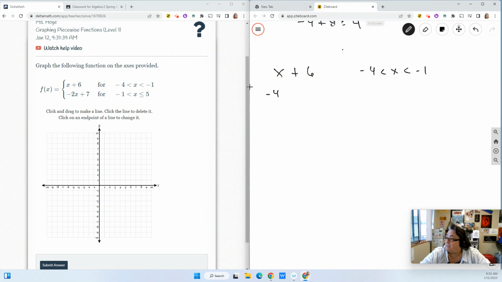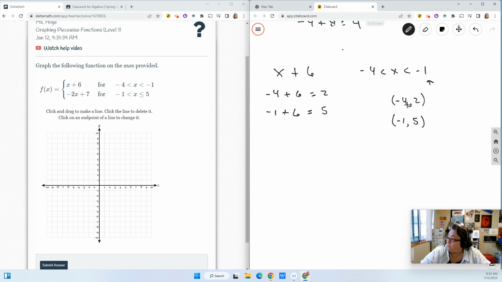I'm going to start by plugging in negative 4 plus 6, and I'm going to get 2 out. So when the point that I put in is negative 4, the point that I get out is 2. So my x is negative 4 and my y is 2. Then I go to the end number, which is negative 1, and I plug that in. So negative 1 plus 6 equals 5. So when the point x is negative 1, my y value that I get back out is 5. And I can easily graph that right here.